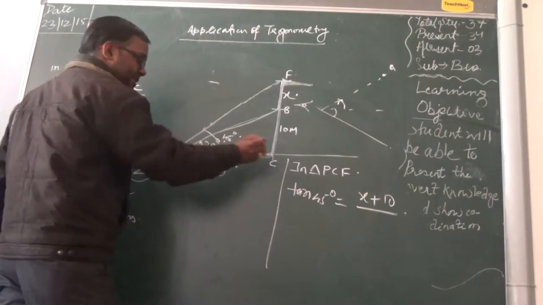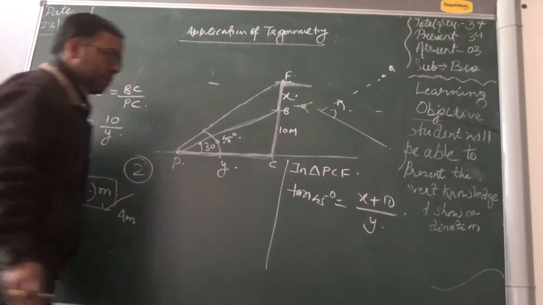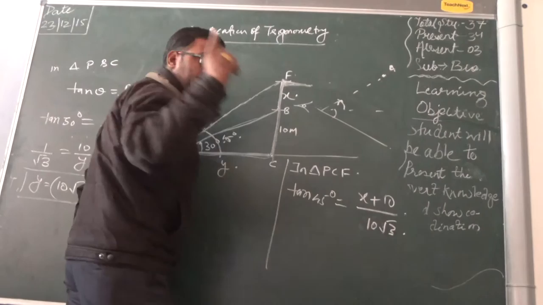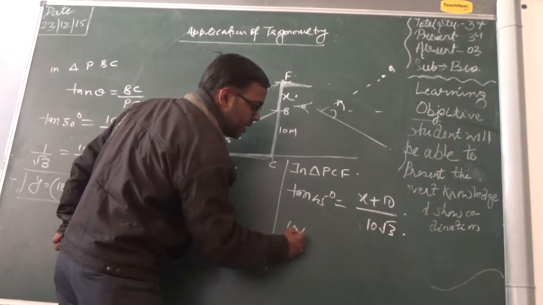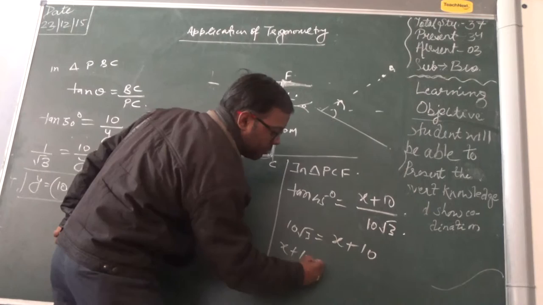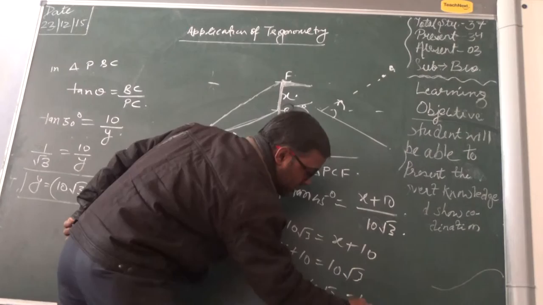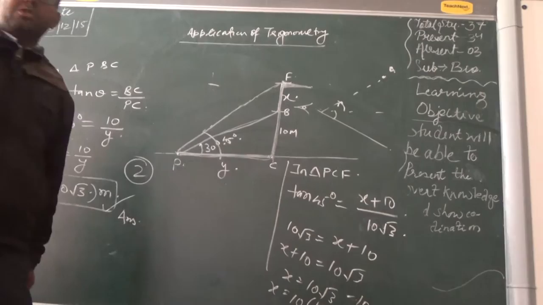Yes, correct. We have calculated here that Y is 10 root 3, so we can put 10 root 3 here. Now tan 45 equals 1. 1 multiplied by 10 root 3 equals 10 root 3. So 10 root 3 equals x plus 10. X plus 10 equals 10 root 3, so x equals 10 root 3 minus 10. You can take 10 common, so the answer is 10 times (root 3 minus 1). This is the height of the flag.